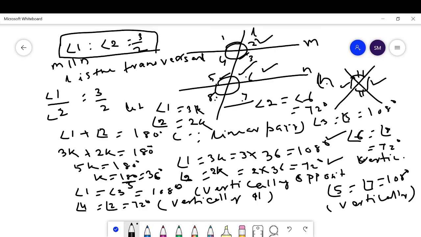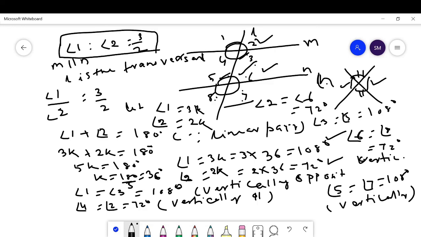Hence by solving the problem we come to the conclusion that angle 1 is 108 degrees, angle 2 is 72 degrees, angle 3 is 108 degrees, angle 4 is 72 degrees, angle 5 is 108 degrees, angle 6 is 72 degrees, angle 7 is 108 degrees and angle 8 is 72 degrees.